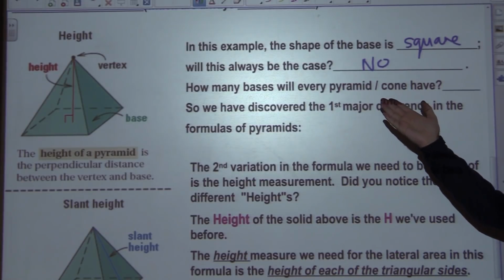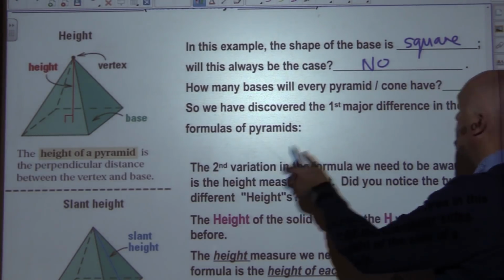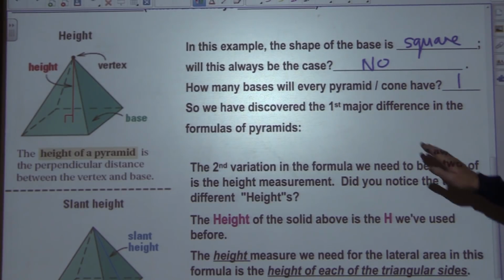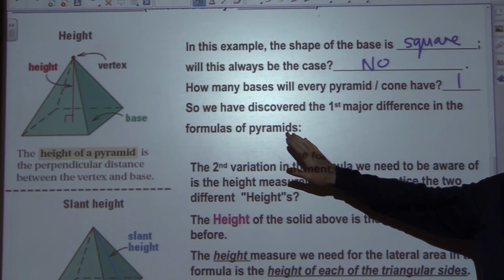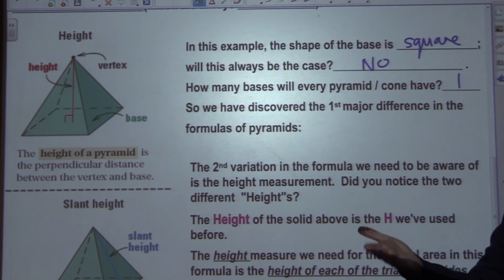How many bases will every pyramid or cone have? Well, you can always put it onto a base, so the answer is always 1. So we've discovered the first major difference in the formulas of pyramids, that there's only ever one base. Remember, a rectangular prism, you could put it onto 6 different faces.